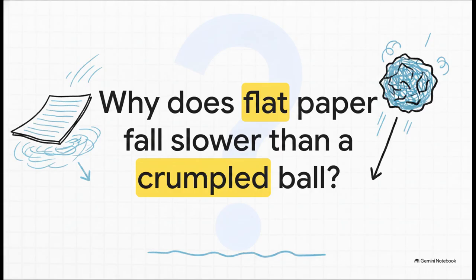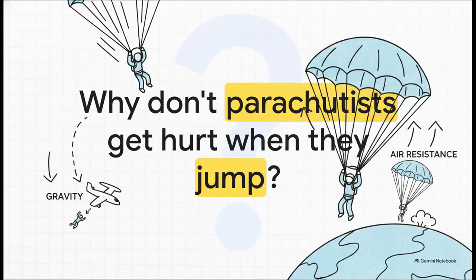It's all about surface area. The flat sheet has way more surface area, creating much greater air resistance, which is an opposing upward force that slows it down. And hey, this is the exact same physics that saves lives. Why don't parachutists get hurt when they jump out of a perfectly good airplane? By purposefully opening up a massive canopy, they artificially expand their surface area to extreme levels. They are maximizing air resistance to significantly drop their acceleration, allowing them to just gently float to the Earth instead of being in a terrifying freefall.